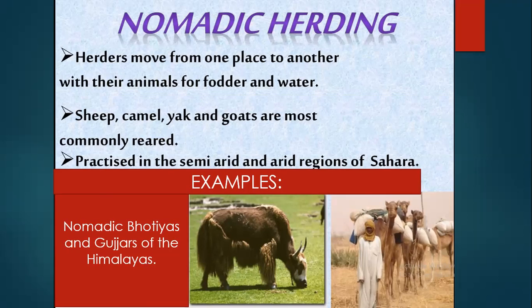Right? In 9th class we had a proper chapter for nomadic herding also. Here, commonly reared animals are, for example, sheep, camel, yak, and goats. This is mostly practiced in semi-arid and arid regions like the Sahara. Examples of nomadic herders are the nomadic Bhotias and Gujars of the Himalayas. There are so many nomadic herders.